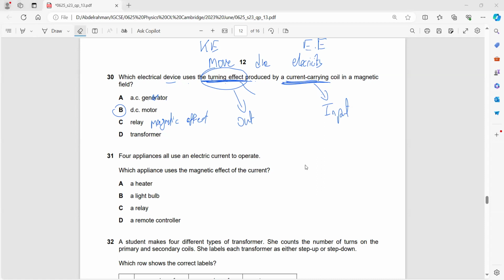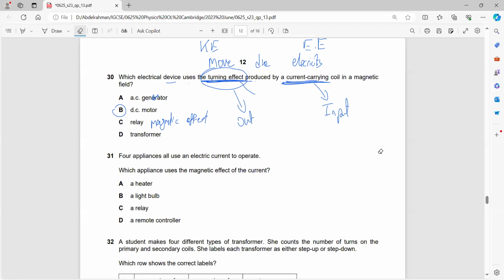Relay, yes, they use the magnetic effect. The relay and the transformer can use the magnetic effect, but the DC motor uses what? It uses the current to produce what? To produce a turning effect.